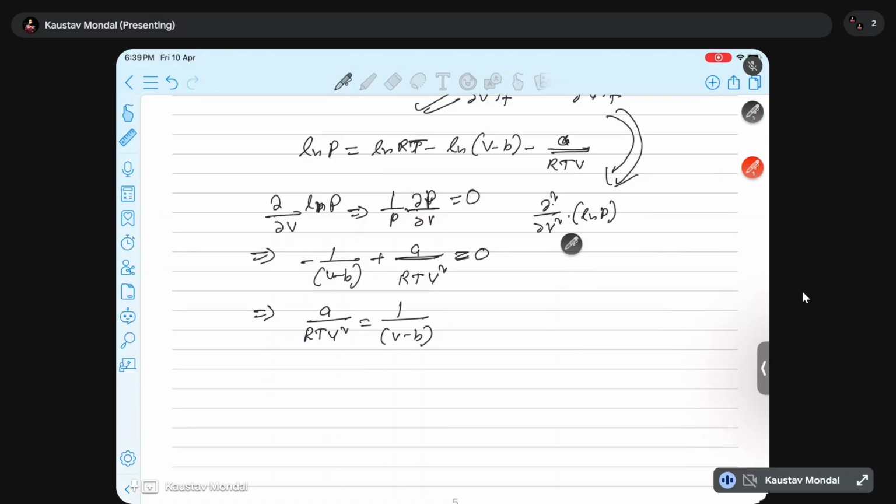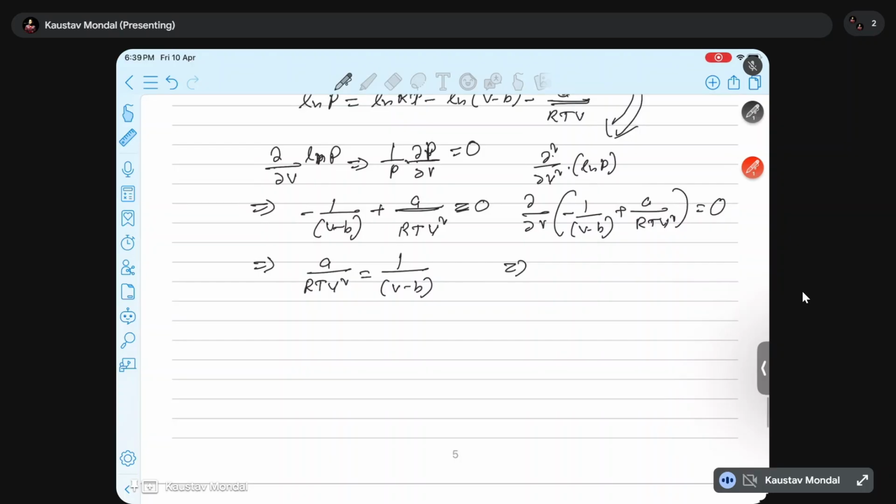So first derivative we know, this is the first derivative. So del V of minus 1 by V minus b plus A by RT V square is equal to 0. It will become, so the minus will become plus, 1 by V minus b whole square will be equal to, so you get minus, which will go this side, 2A by RT V cube.